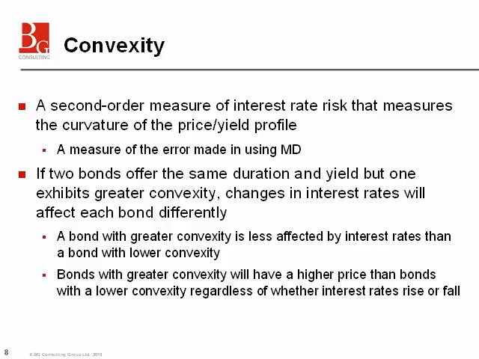Convexity is also useful for comparing bonds. If two bonds offer the same duration and yield, but one exhibits greater convexity, changes in interest rates will affect each bond differently. A bond with greater convexity is less affected by interest rates than a bond with less convexity. Also, bonds with greater convexity will have a higher price than bonds with lower convexity, regardless of whether interest rates rise or fall.